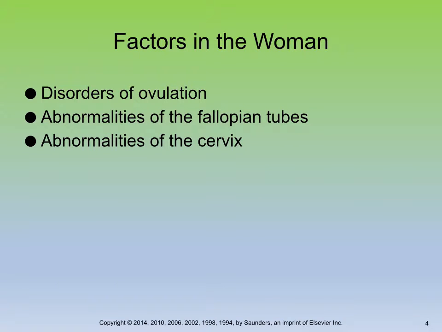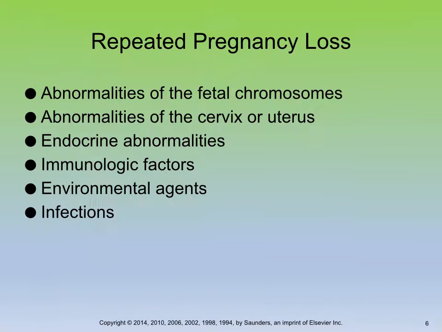For the women, we want to think about disorders of ovulation, any abnormalities of the fallopian tube, so the organs used to help release the egg, as well as any abnormalities of the cervix, which would help maintain the pregnancy inside the uterus.